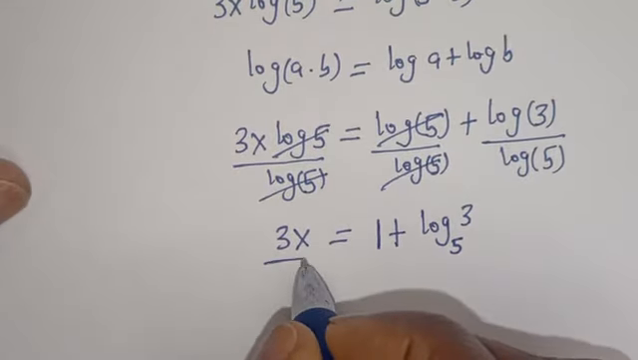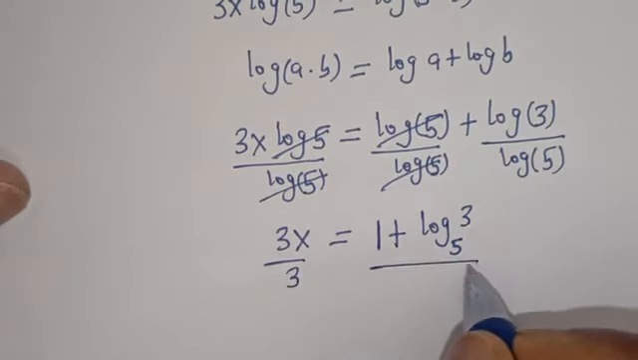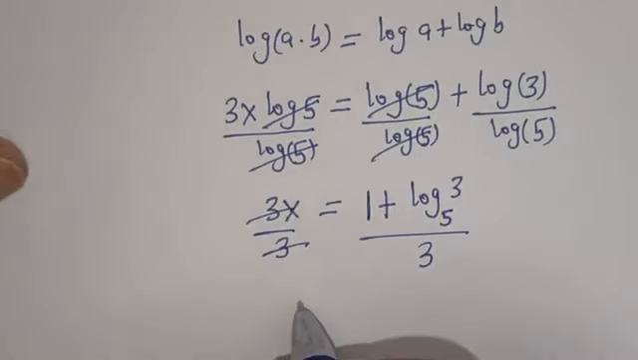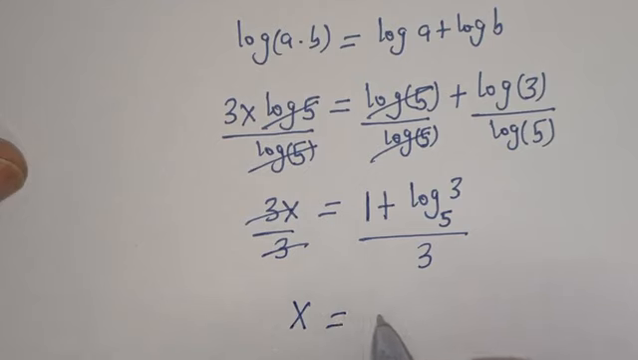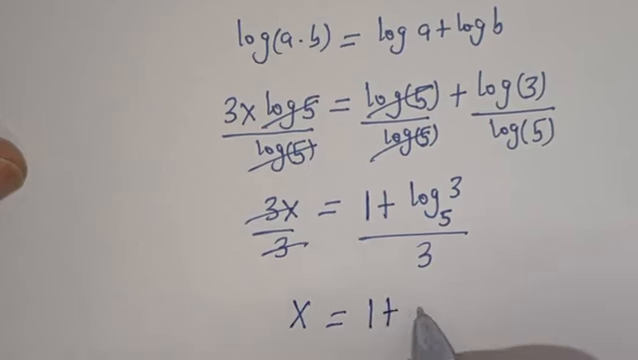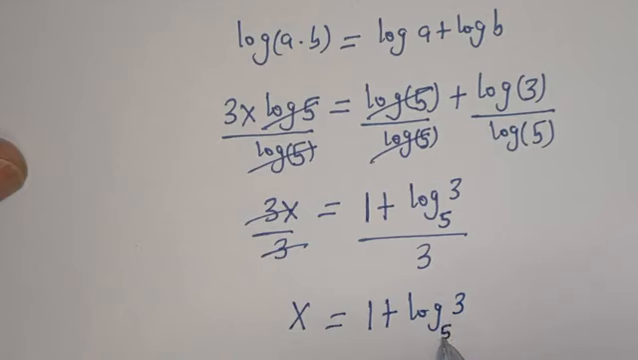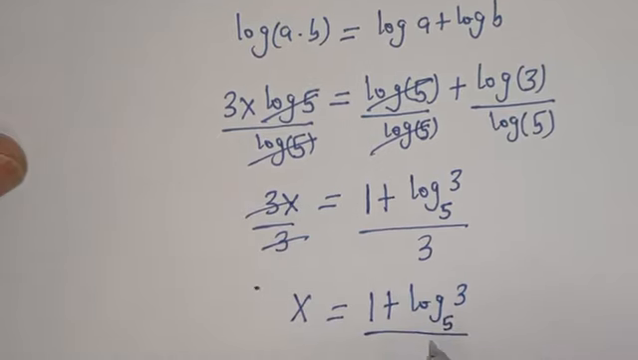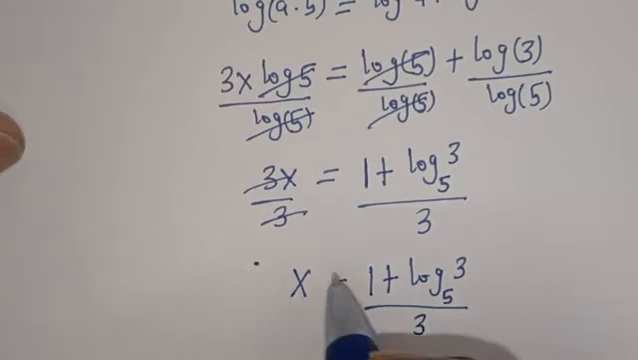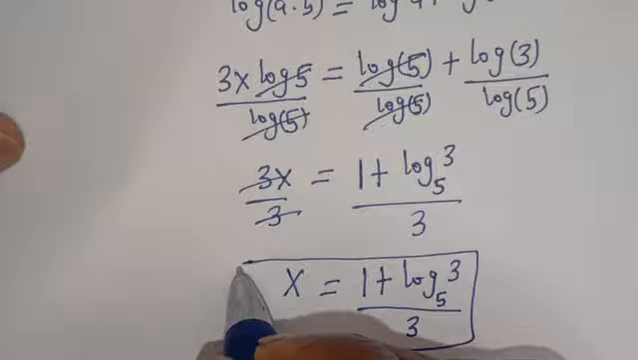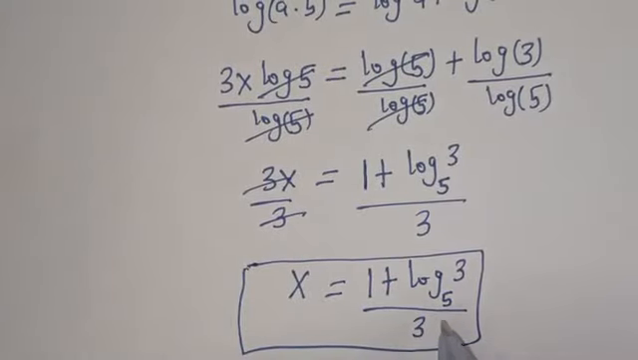Then we can now divide both sides by 3. This divided by 3. This will cancel this. x is equal to 1 plus log 3 base 5, divided by 3. And this is the final answer. We can check to confirm if this answer is right or wrong. Let's check.